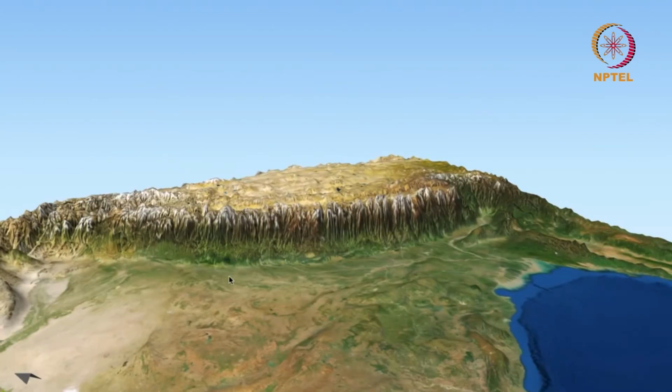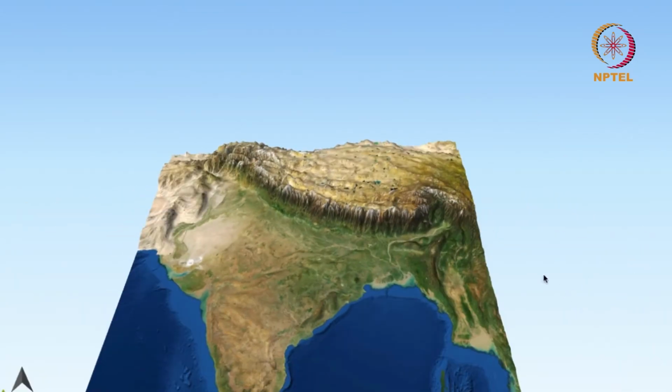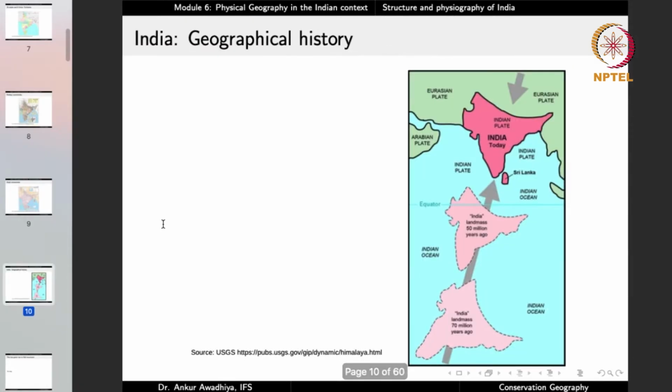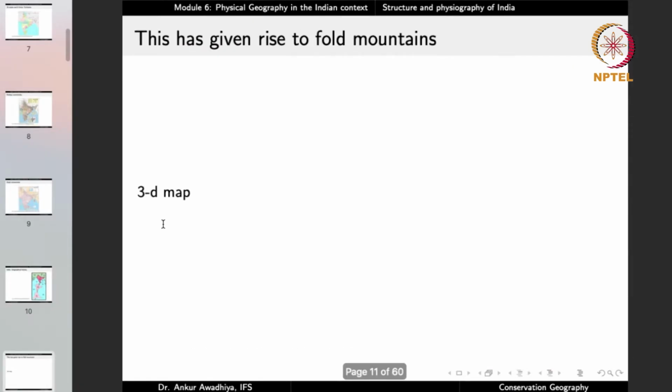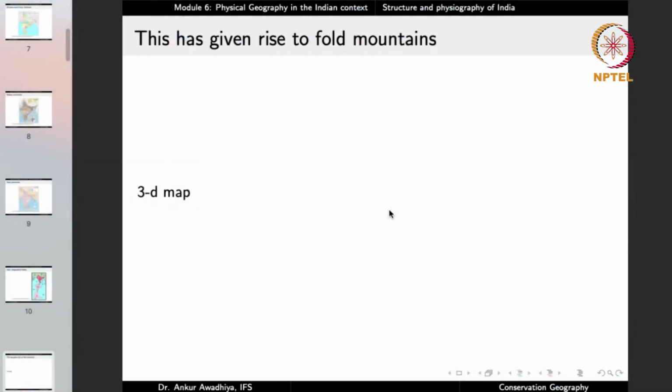So this resulted in the fold mountains. We also have fold mountains here, where the landmass is nearing its edge, and also here. So this collision resulted in the development of fold mountains. Essentially, the rest of India, this portion is older and this portion is more recently formed.